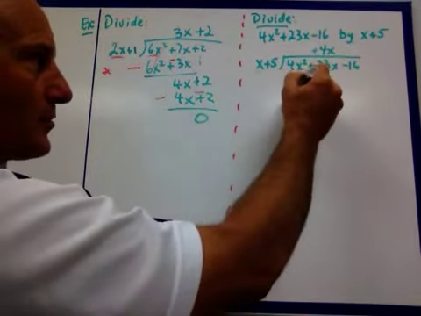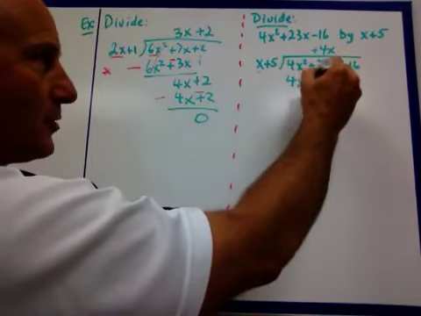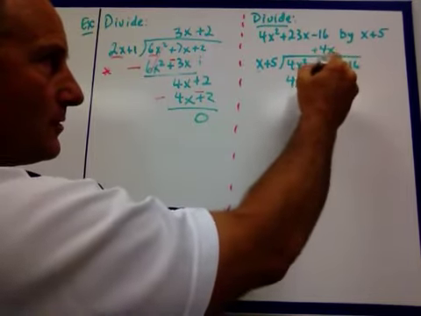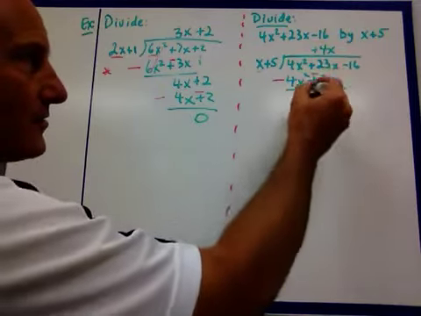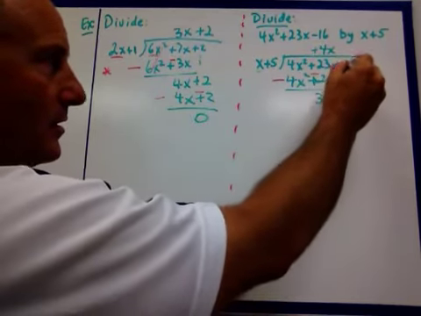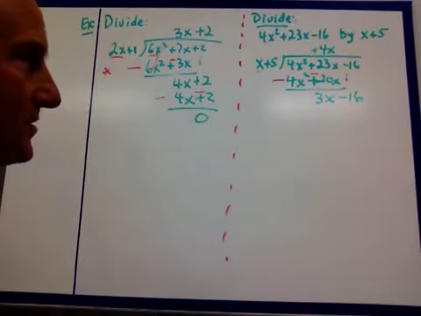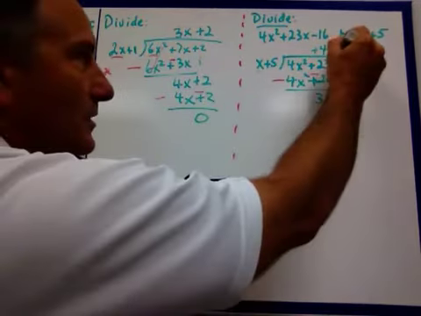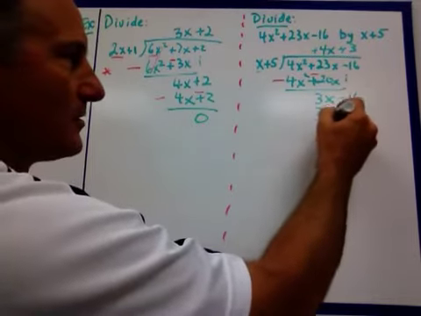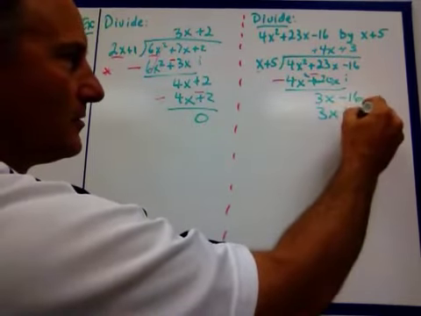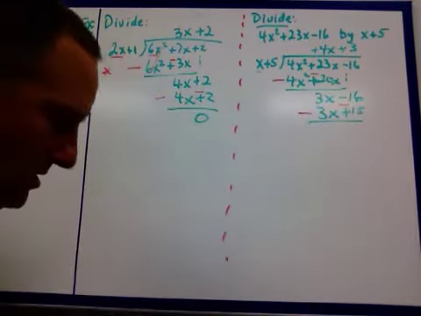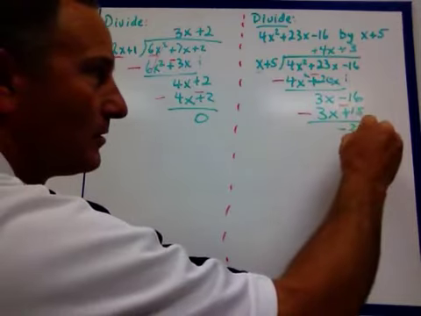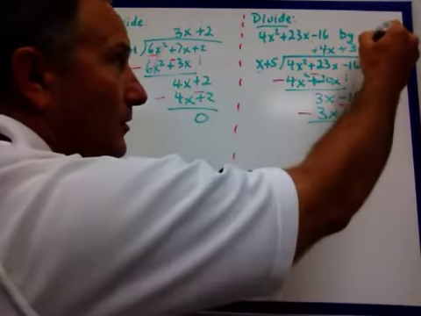4x times x is 4x squared. 4x times 5 is plus 20x. We're going to subtract, so I got to change the signs all the way across. That cancels out. I get 3x. I bring down my negative 16, minus 16. X times 3 gives me 3x. 3 times 5 is 15. I'm going to change my signs because I'm going to subtract. I end up with a negative 31. Okay, that's my remainder.